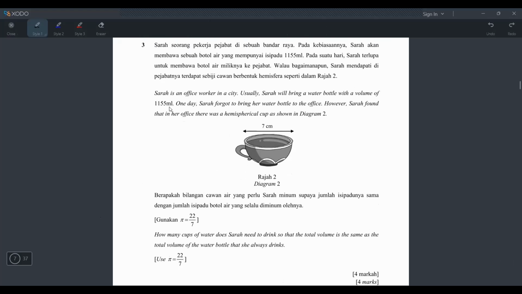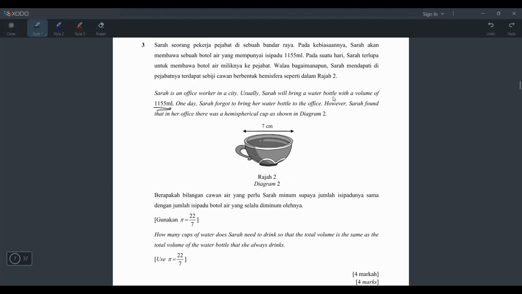Okay, number 3, let's go. Sarah is an office worker in the city. Usually Sarah would bring a water bottle with a volume of 1155 ml. One day, Sarah forgot to bring her water bottle to the office. However, Sarah found that in her office, there was a hemispherical cup as shown in diagram 2.